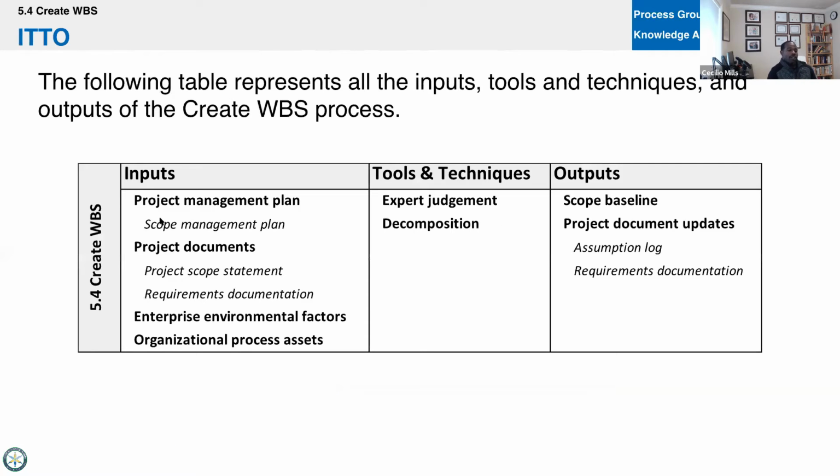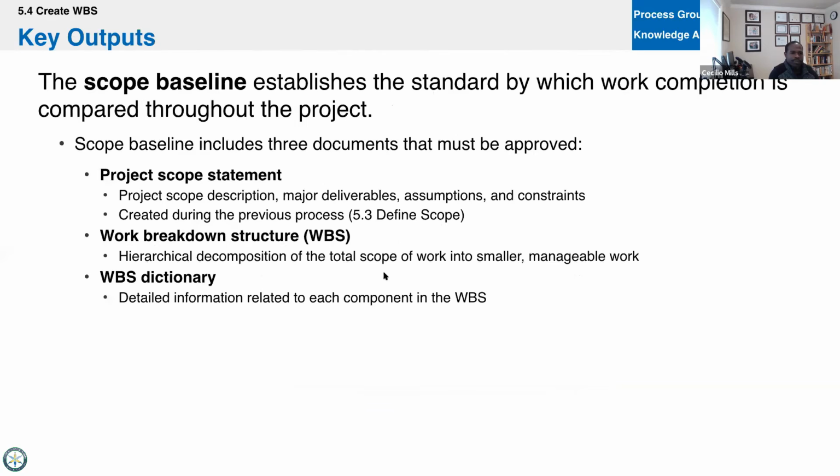Okay. Here are the ITTOs we're going to talk about. We've seen the project management plan, the documents, EEFs, OPAs. We're going to talk about decomposition. That's going to be the new tool and technique we'll talk about here. And the output, as we just discussed, is the scope baseline. We may get some document updates as well.